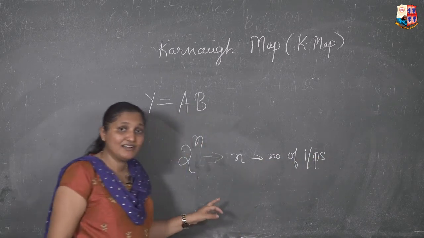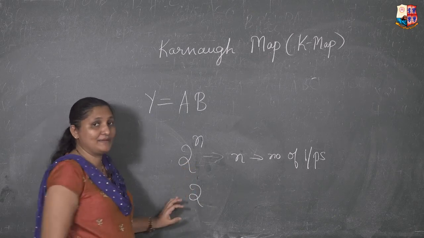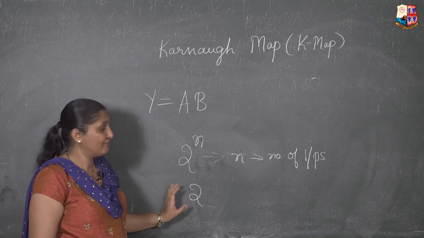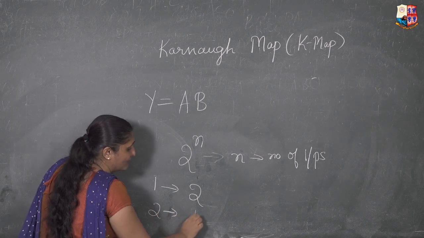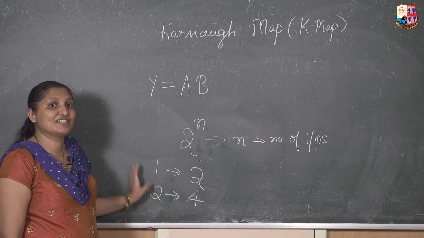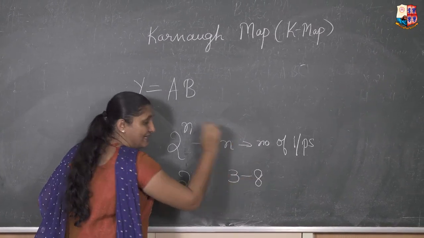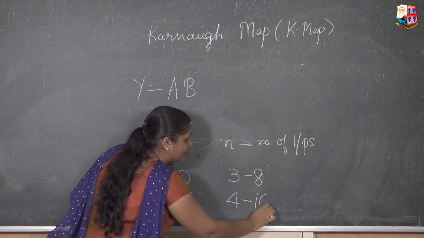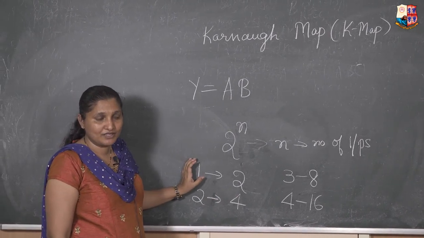If you have one input, there will be 2 possible min terms. If there are 2 variables, there will be 4 possible min terms. If there are 3 variables, we will have 8 possible min terms, and if there are 4 variables, we will have 16 possible min terms, SOP terms.